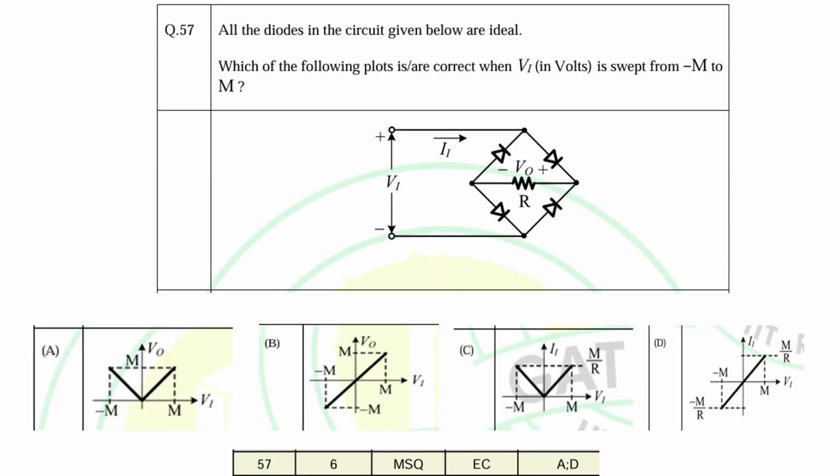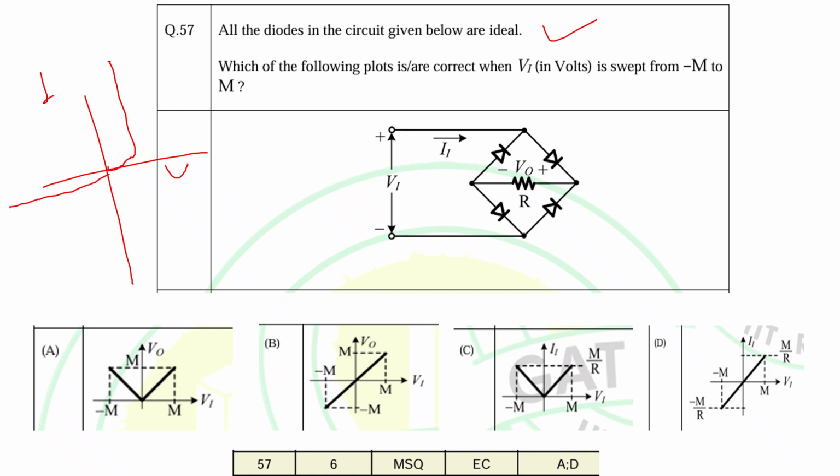So in this question, what is given here? All diodes. The question belongs to the full wave rectifier, the bridge type of full wave rectifier. You can see here the 4 diodes are there, and one resistance is in between, right? So all diodes in the circuit given below are ideal. Ideal means it will have a very simple, ideal characteristic, right? So there is no amount of current in the reverse direction.